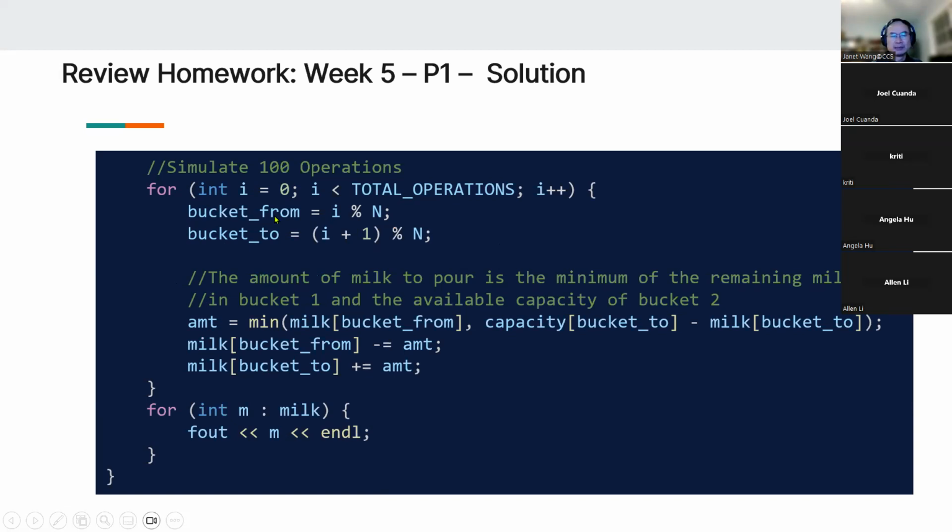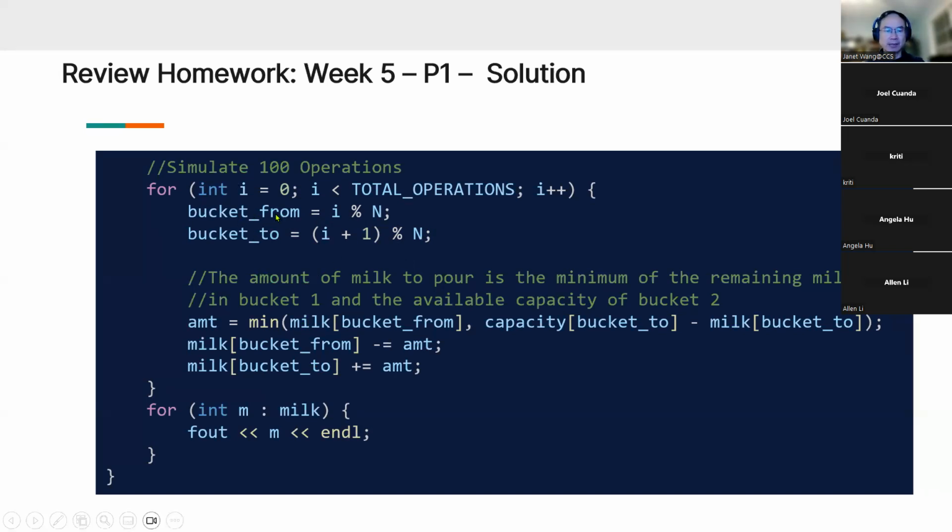So the first thing you need to figure out is which bucket you pull from and which bucket you pull to, right? That's based on this operation index. You just do a modulo 3, so it goes from 0, 1, and 2. That's the bucket index for those 3 buckets.